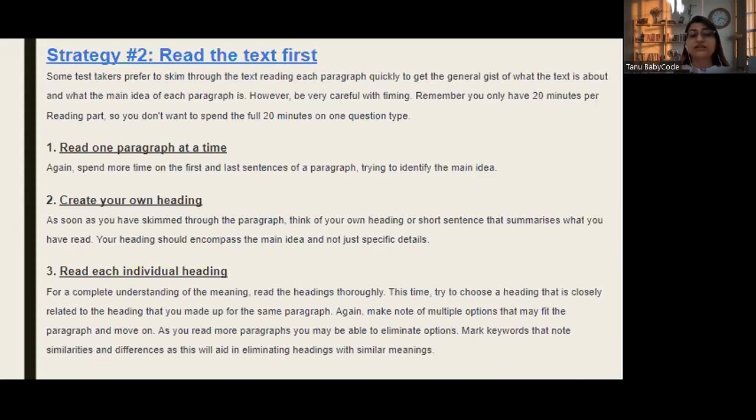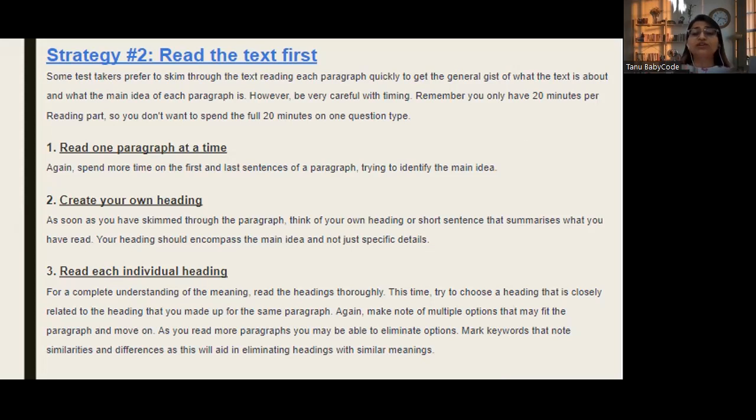Let's talk about the second strategy, which is to read the text first. Now, some test takers prefer to skim through the text, reading each paragraph quickly so that they get the general gist, the general idea of what the text is about and what the main idea of each paragraph is. However, you should be very careful with the timing, because if you read the text first, it takes you a lot of time, right? So you have to be very careful with the timing.